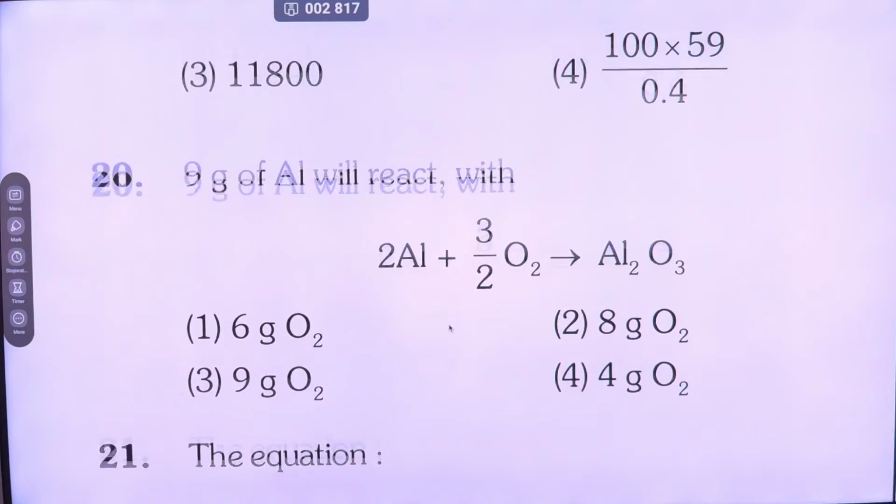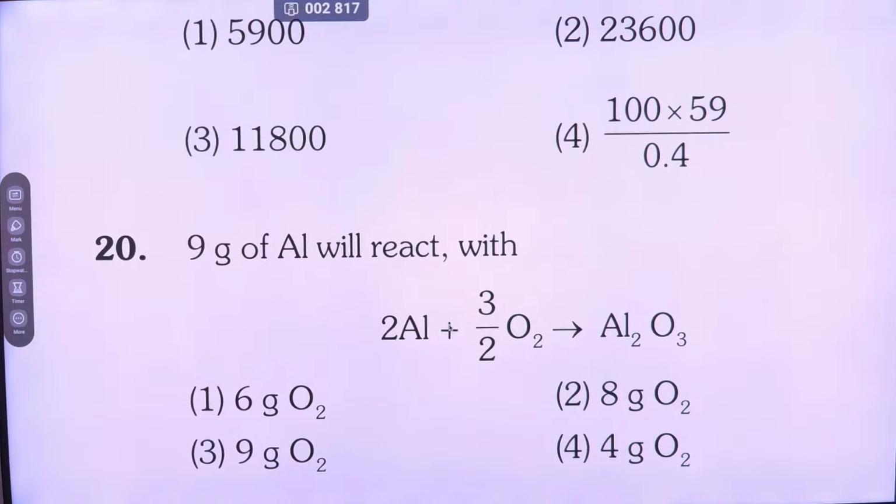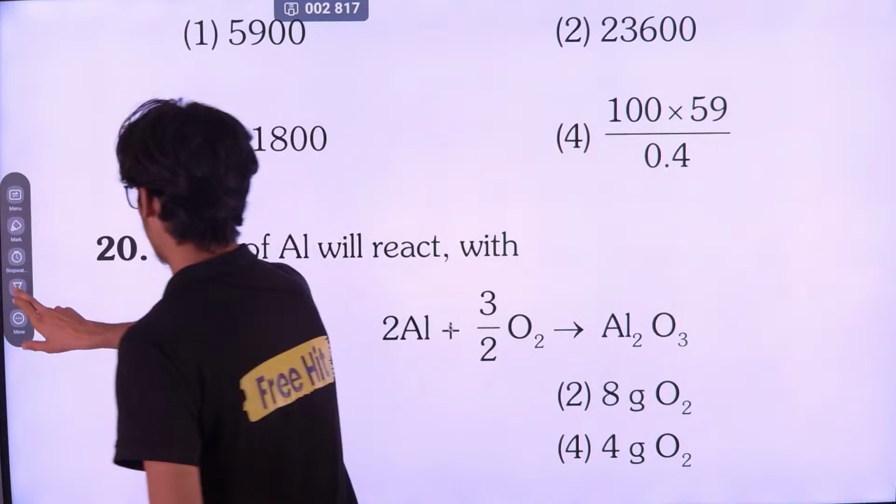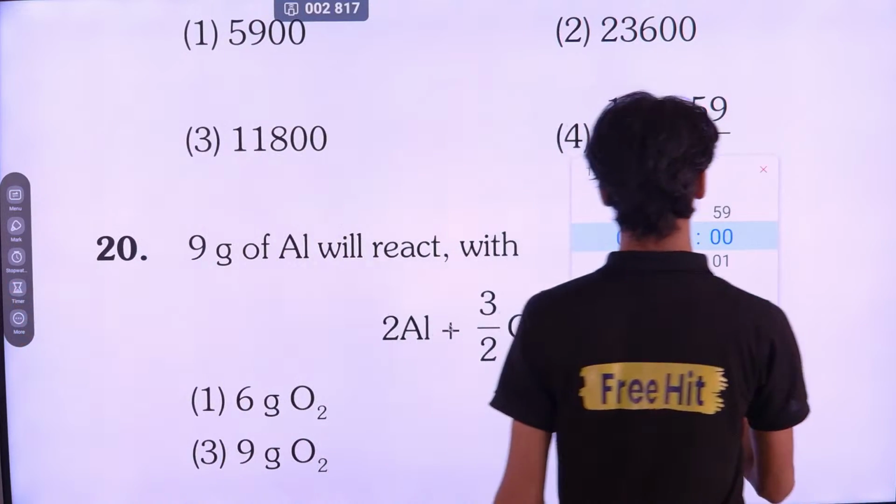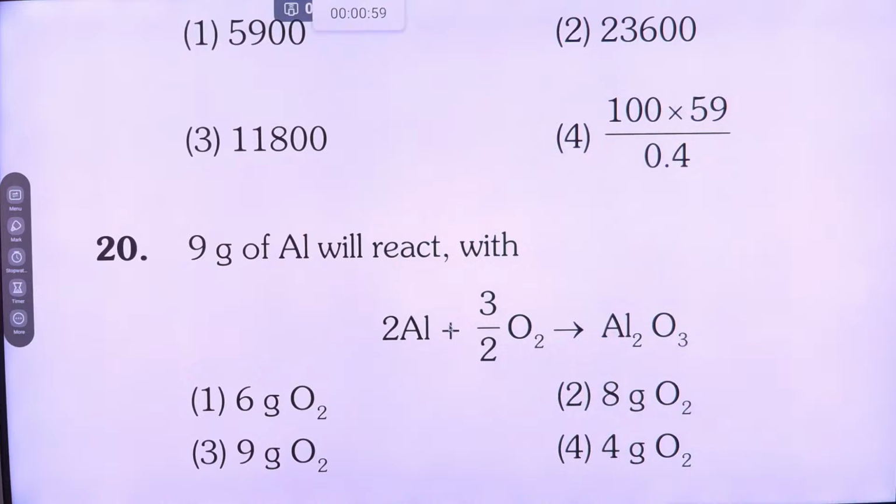So guys, this is question number 20. 9 gram of aluminum will react with, okay, so 2 aluminum plus 3 by 2 oxygen gives Al2O3. Okay, this is a stoichiometric question. You need to compare the stoichiometric ratio. So first convert the 9, okay, I'll not tell you the answer first. Try to do it.